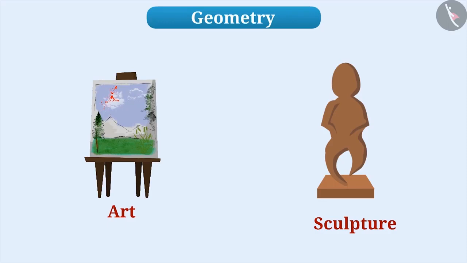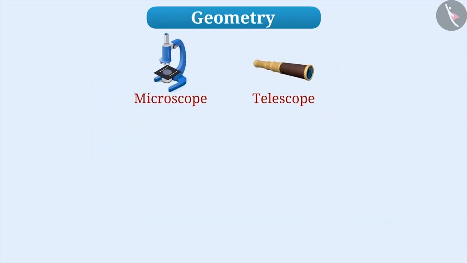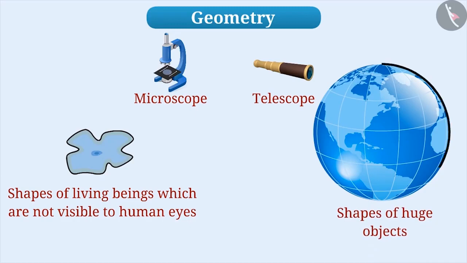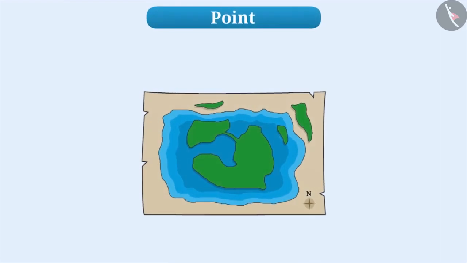Today's geometry has become so advanced that with the help of modern tools, we are able to see tiny objects which are invisible to our eyes, as well as huge objects in our universe. Come on, let us learn about some important concepts of geometry. First, we will know what a point is.